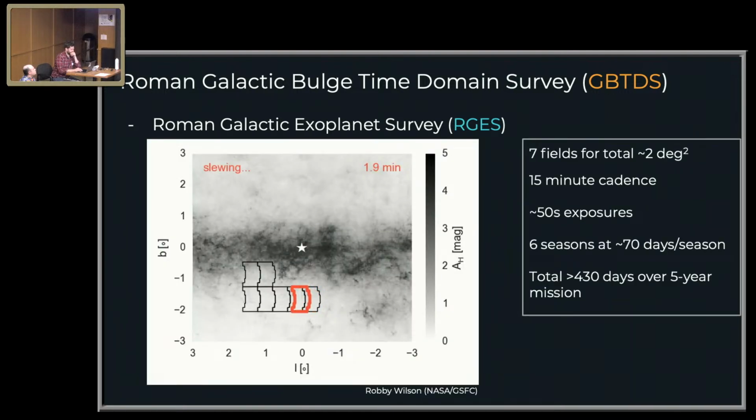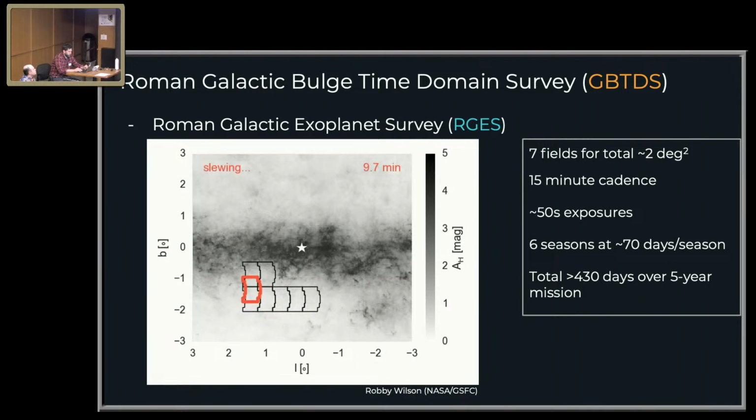Here's an animation I really liked that Robby Wilson made at Goddard, showing one realization of the observing strategy for this GBTDS. I'll stress it's very likely not the final, and these numbers are not the final observing parameters, but it'll tile through these seven or so fields and integrate over this loop every 15 minutes. So the cadence will be 15 minutes, 50-second exposures, 6 seasons.